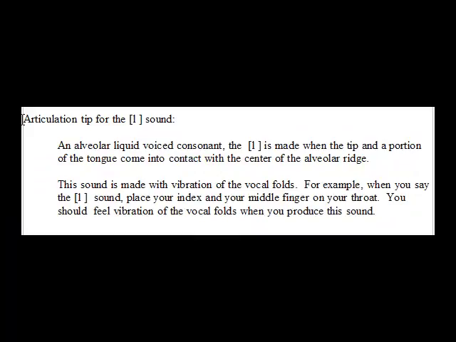Articulation tip for the L sound. An alveolar liquid voiced consonant, the L is made when the tip and a portion of the tongue come into contact with the center of the alveolar ridge. This sound is made with vibration of the vocal folds. For example, when you say the L sound, place your index and your middle finger on your throat. You should feel vibration of the vocal folds when you produce this sound.